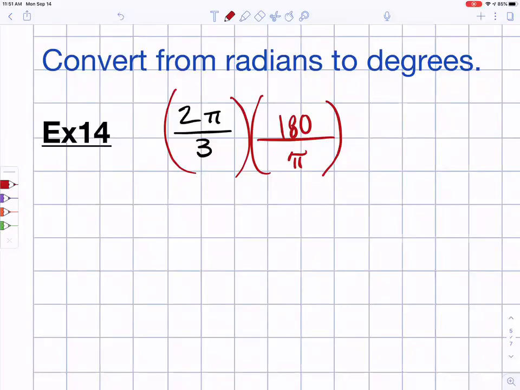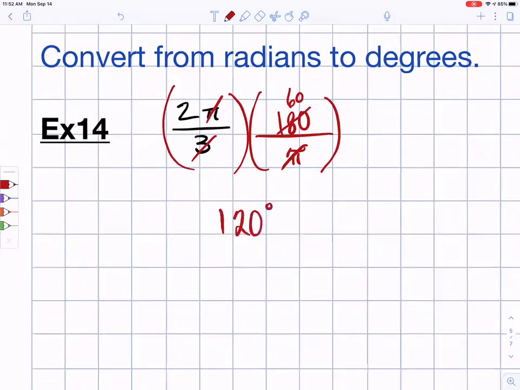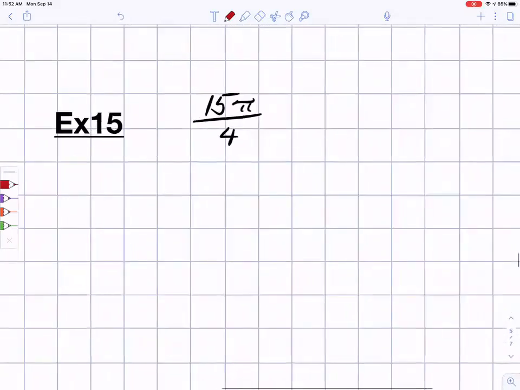Okay, now the pi's do cancel here. And I like to reduce, so 180 divided by 3 is the same thing as 60, and then 2 times 60 on top is 120 degrees. By the way, this is another one of those that you could have looked at your unit circle. You could have gone to the 2 pi over 3 spot and seen that this is the same as 120 degrees. I'm not always going to choose something that simple, though. For instance, your unit circle doesn't have 15 pi over 4 on it. Okay, so that's not an option here.